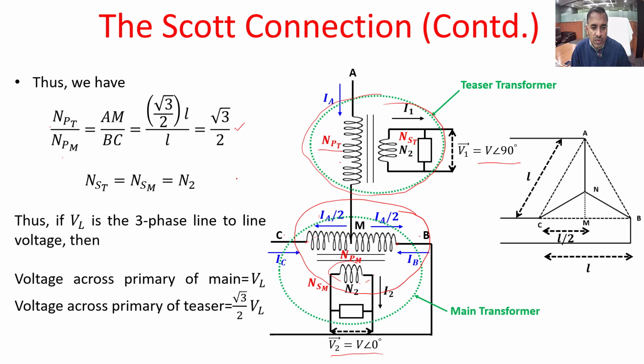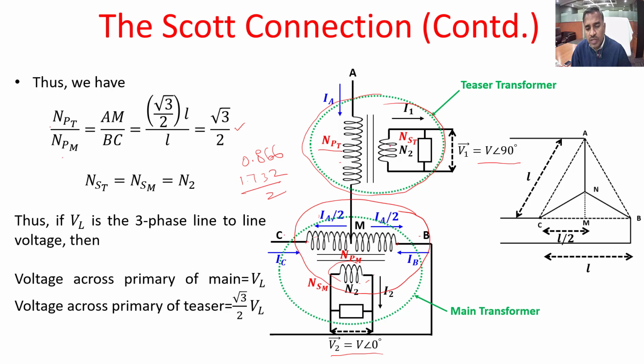So what does it mean? Root 3 by 2, 1.732 by 2, is 0.866. So 86.6 percent of the turns of the main transformer will be on the teaser transformer. If you have exactly similar transformers, what you have to do is tap at 86.6 percent and then connect the main winding to the primary winding of the teaser transformer.